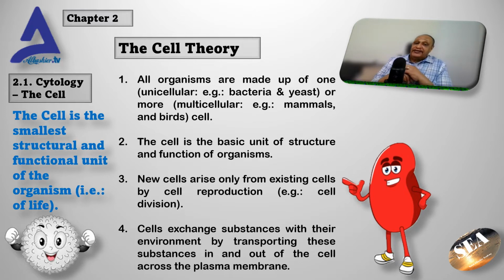Fourth, cells exchange substances with their environment by transporting these substances in and out of the cell across the plasma membrane, and we are going to deal with this part a lot because it is one of the most important characteristics present in living cells. Let us go forward.